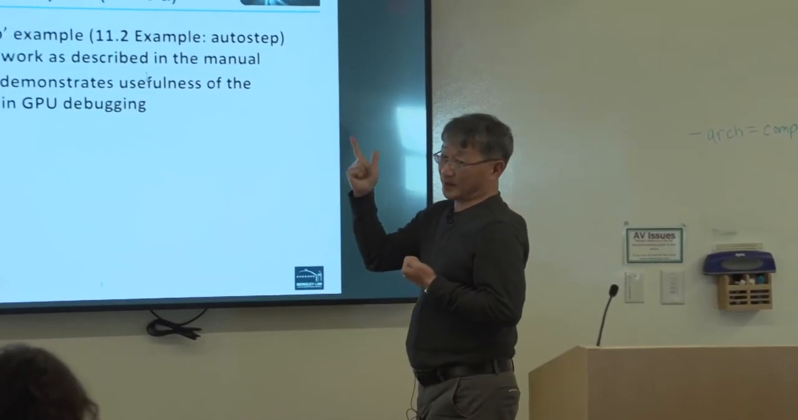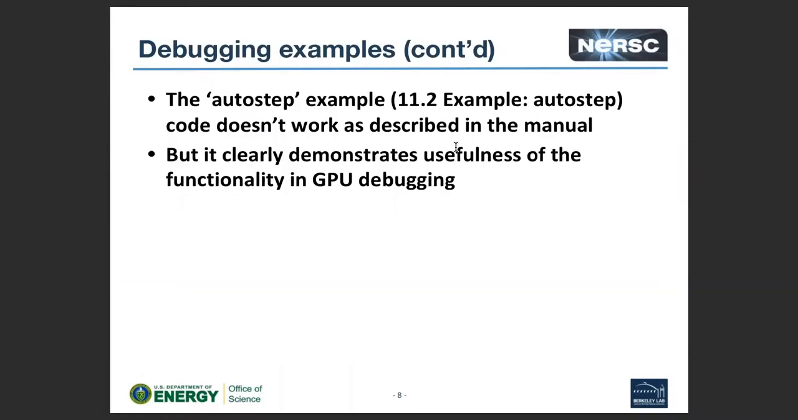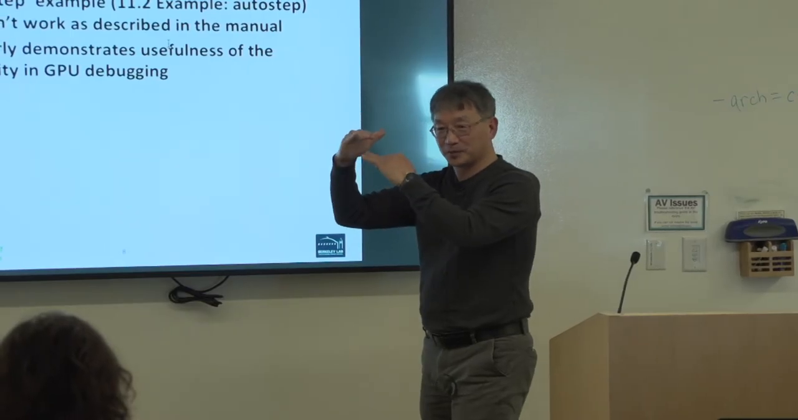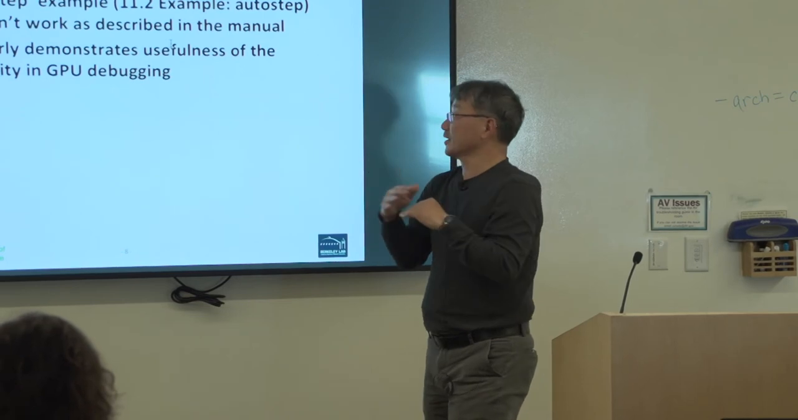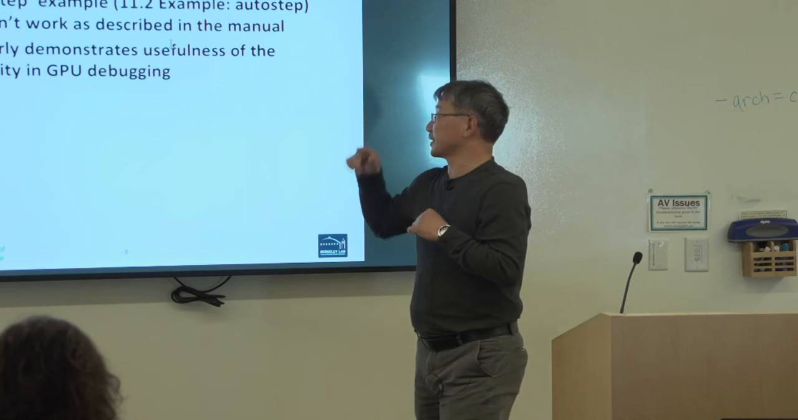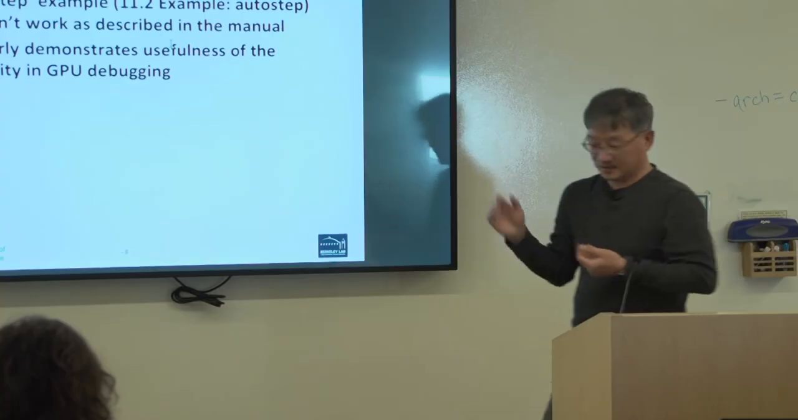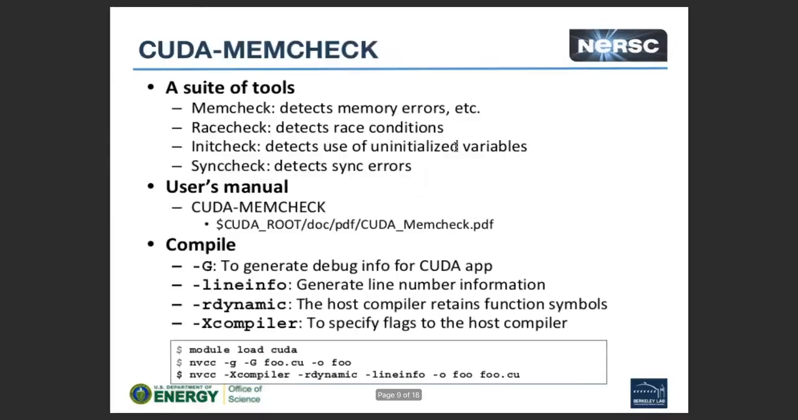Another example is auto step. I said that auto step is a pretty useful tool to me, but the example code there doesn't seem to work for whatever reason. But anyway, it clearly demonstrates that it is very, very useful, because you don't know where the code error is, but you set these ranges of code where the code will run slowly, then it'll stop. The code will stop and print where the code failed, lane, warp, device, et cetera, so that you can narrow down.